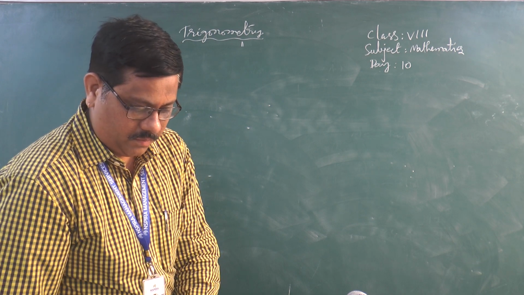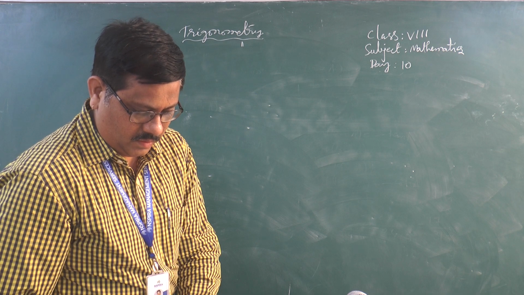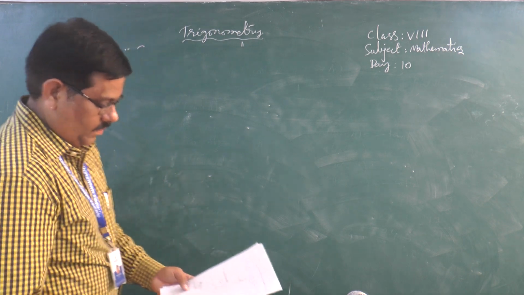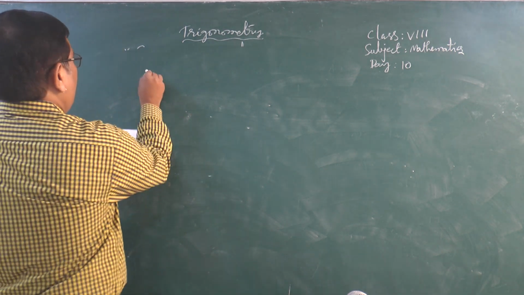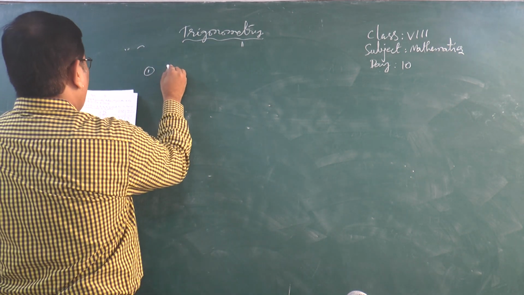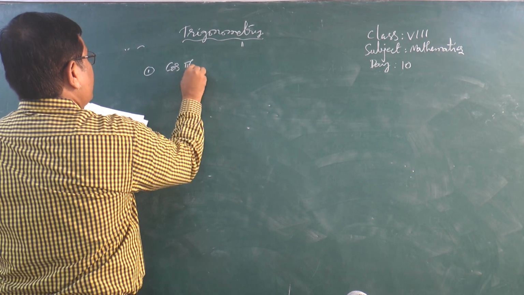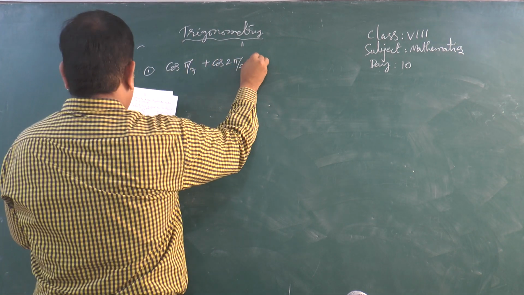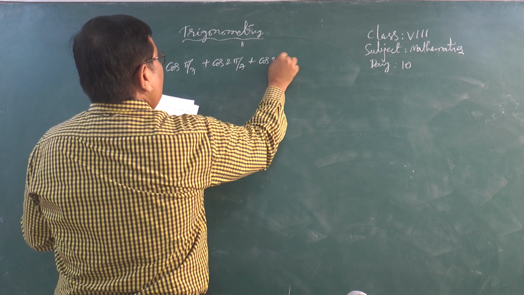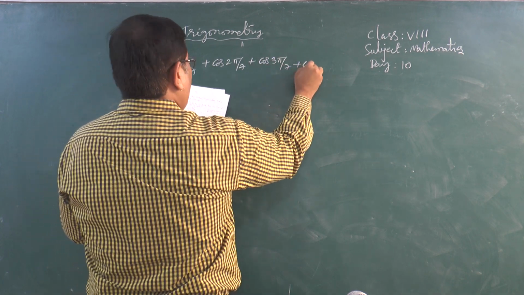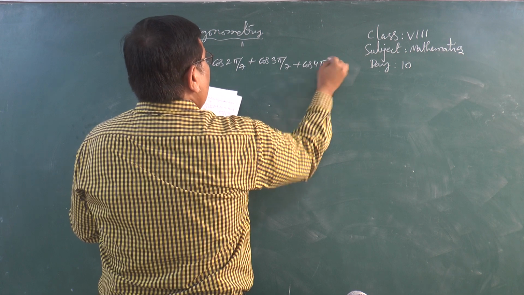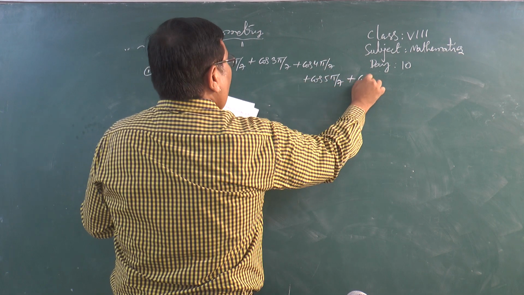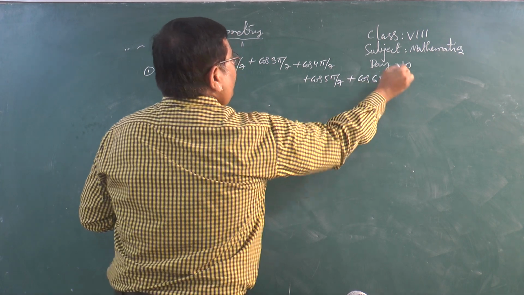We have a problem. Yes, the problem is like this. Find the value of cos pi by 7 plus cos 2 pi by 7 plus cos 3 pi by 7 plus cos 4 pi by 7 plus cos 5 pi by 7 plus cos 6 pi by 7. What is the value of that?